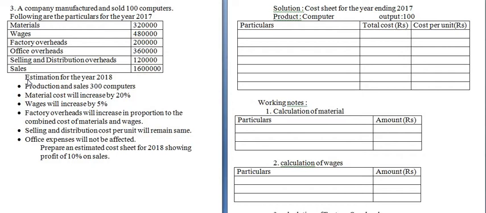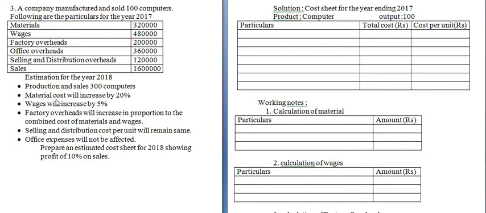Next is estimation for the year 2018. It means this information is related to 2017. Now whatever information they have given, that is relating to 2018. Production and sales 300 computers. Now go through 2017, wherein production of computers is 100, but in the year 2018 it is 300. You will have to remember it.